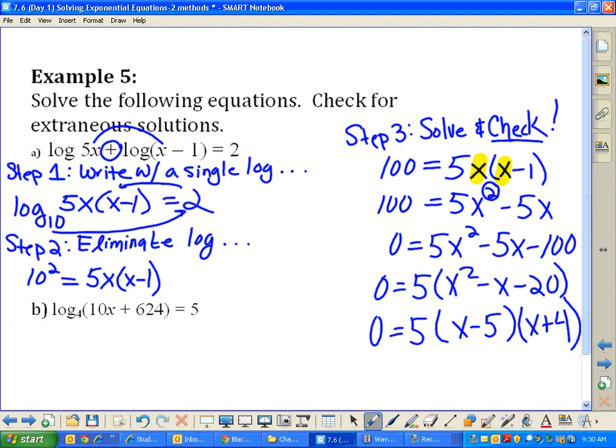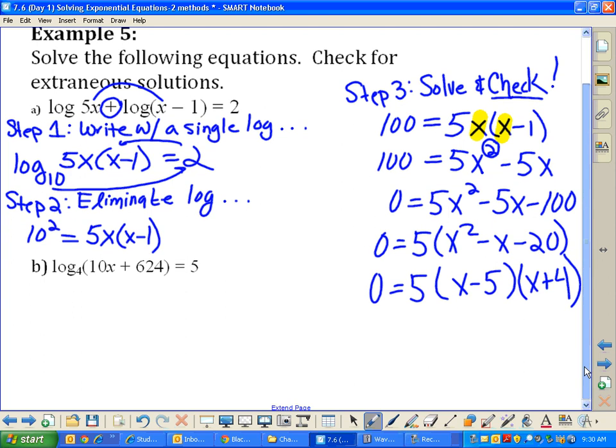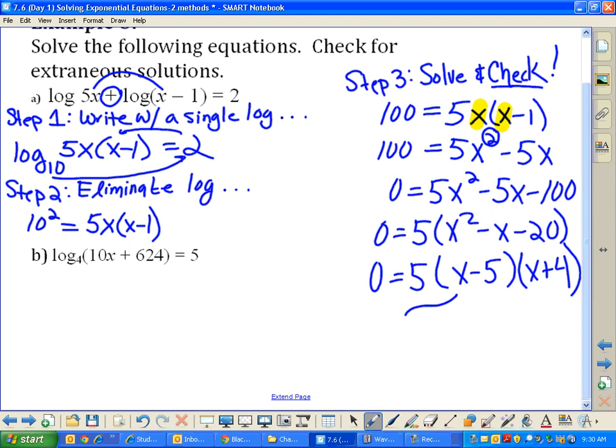Well, that means that one of these 2 things right here must be 0. So I use my 0 product property to solve for x. That means x minus 5 has to be 0, or x plus 4 could be 0. Add 5 to both sides, and subtract 4 from both sides. Initially, we get 2 solutions.